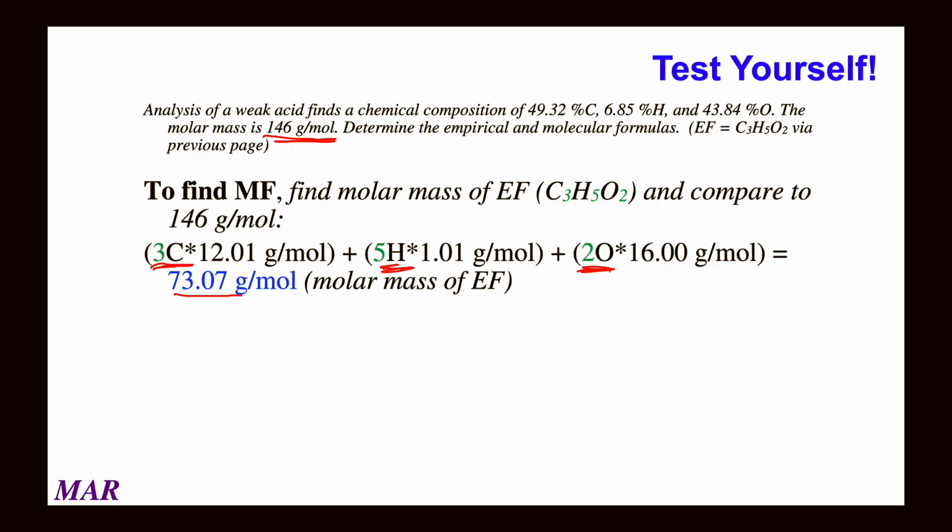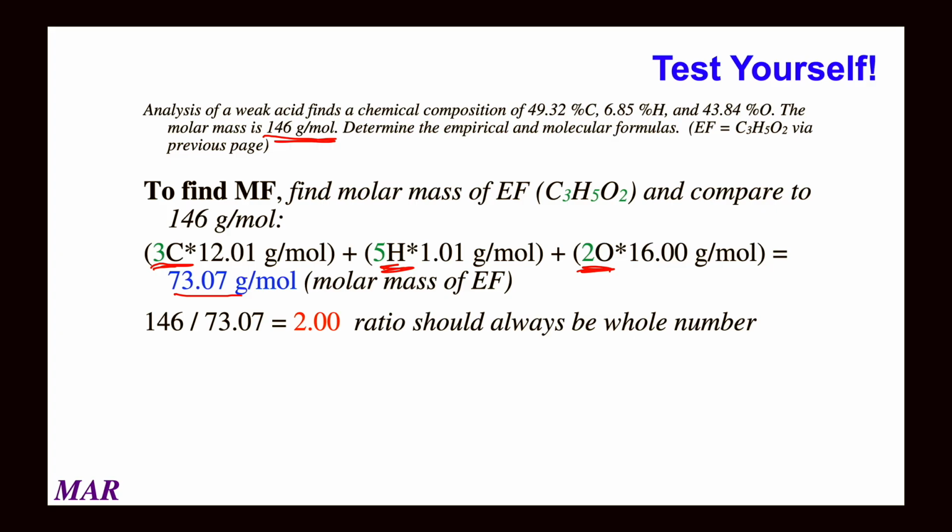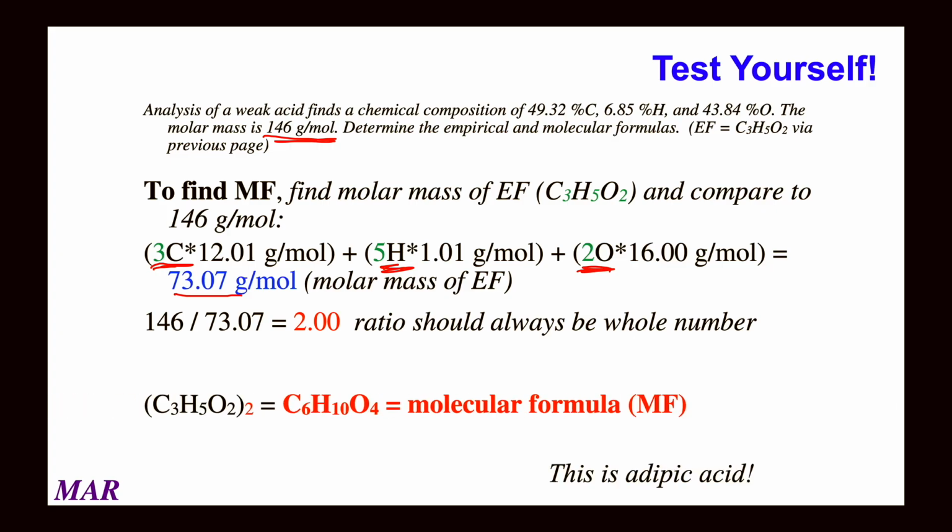Now these ratios will always be whole numbers, and this time it comes out to be 2.00, which is pretty awesome. If you don't see a whole number here at this level, you probably have done something wrong. In the empirical formula part, you can get into weird fractions, but here the ratio should always be a whole number. So because the ratio is 2, twice the empirical formula, or 2 times C3H5O2, that's going to be our molecular formula. And this molecular formula for this problem is C6H10O4. That's the molecular formula.